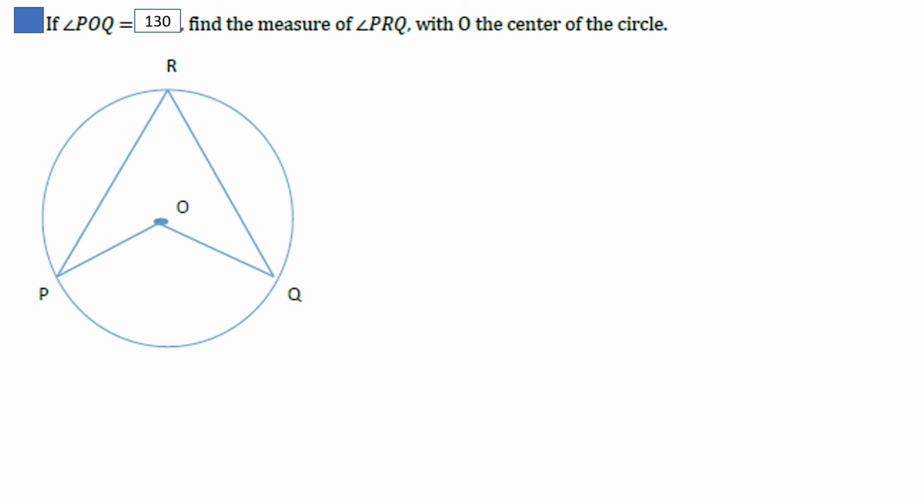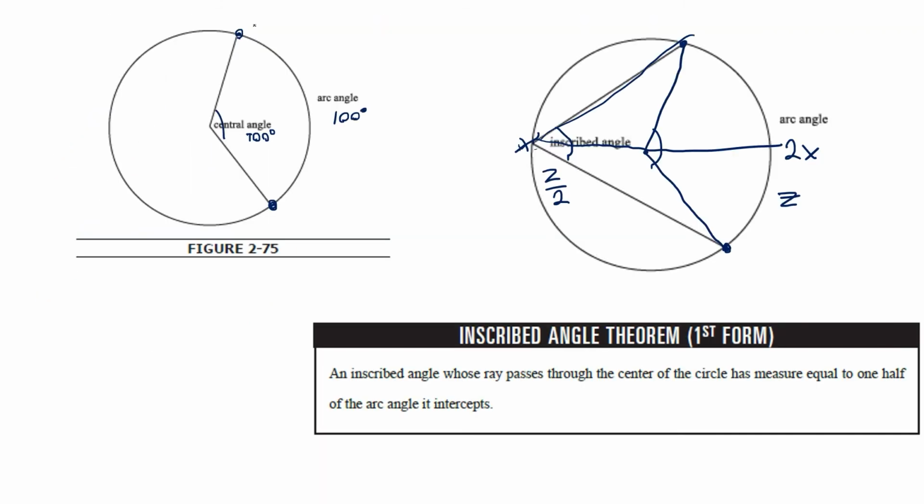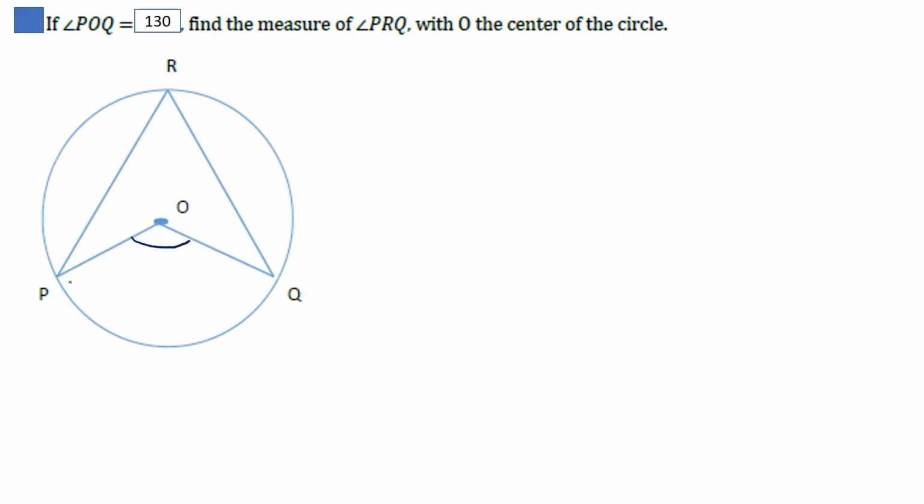So, looking at this problem, if POQ, so this angle, and O is the center of the circle, is 130. And here's a hint. That center angle is the same as the arc angle caused by these two endpoints. So this arc angle is also 130. Find the measure of PRQ. So that makes this an inscribed angle for this arc angle, which is 130, because the center angle is the same as an arc angle. And we know that this is going to be half as big as that. So all we have to do is divide 130 by 2 and get 65 degrees.